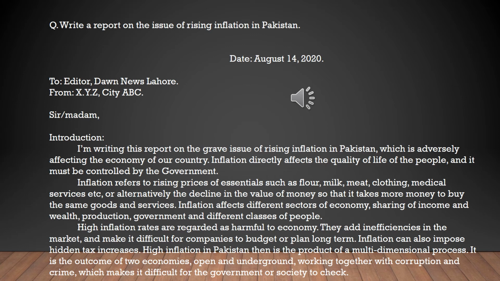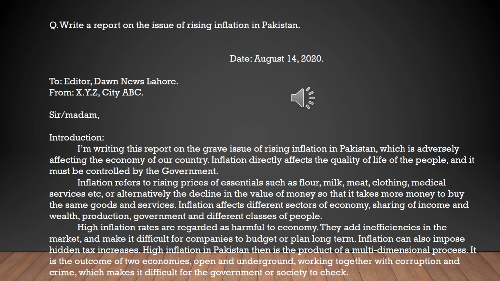I'm writing this report on the grave issue of rising inflation in Pakistan, which is adversely affecting the economy of our country. Inflation directly affects the quality of life of the people, and it must be controlled by the government. Inflation refers to rising prices of essentials such as flour, milk, meat, clothing, medical services, etc., or alternatively the decline in the value of money so that it takes more money to buy the same goods and services.